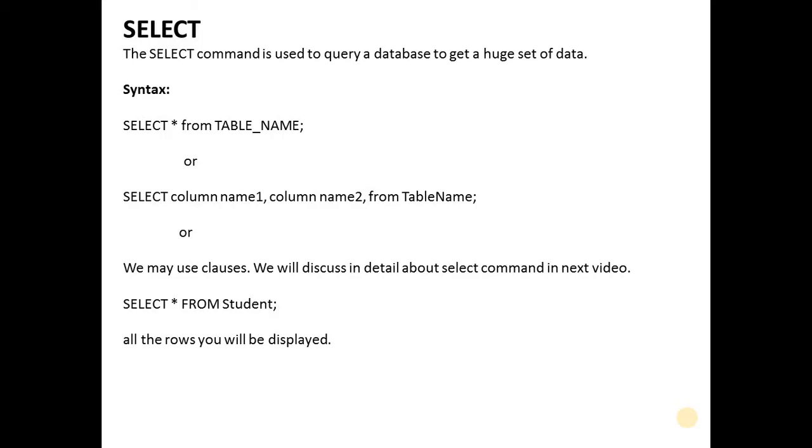Command name is select. So what is the syntax? It is select star from table name. That star will give you all columns which are present in the table. If you want only specified columns, then you can give column 1 name, column 2 name and so on, whatever you want, from table name. We also have some clauses in the select command. We can also use those clauses. For that, I'll be going with another video.